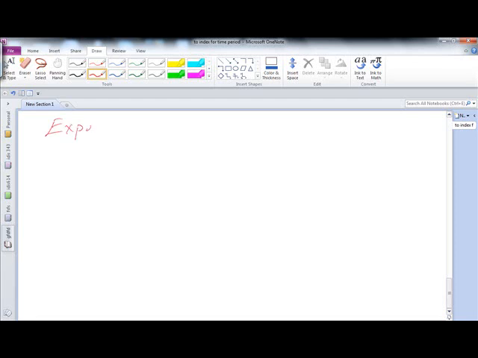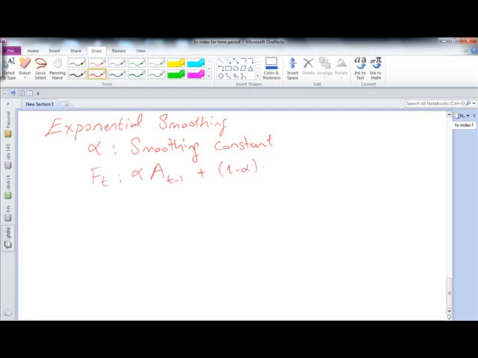Exponential smoothing. For exponential smoothing we need something called alpha, and that is the smoothing constant. Then, in order to calculate a time period, we use the following formula: F_t = alpha times A_(t-1) plus (1 minus alpha) times F_(t-1).